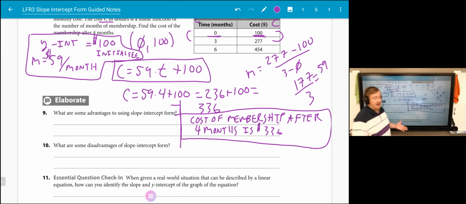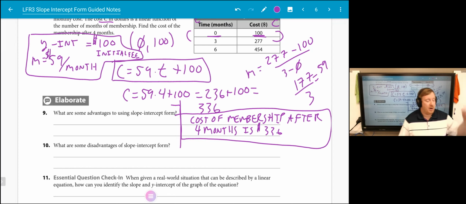So right there, that's like a 4-part question, right? What is the y-intercept? What is the slope? And what do they mean? What's the general equation? And then use that general equation to solve a problem.